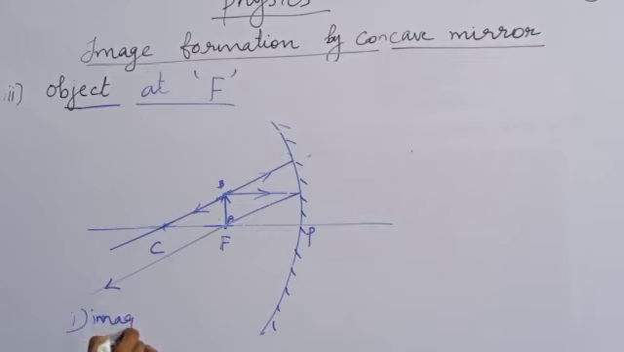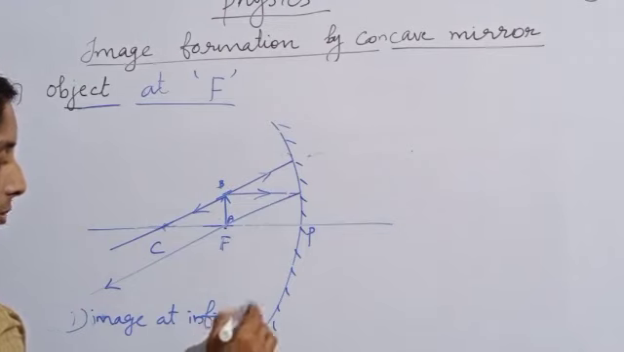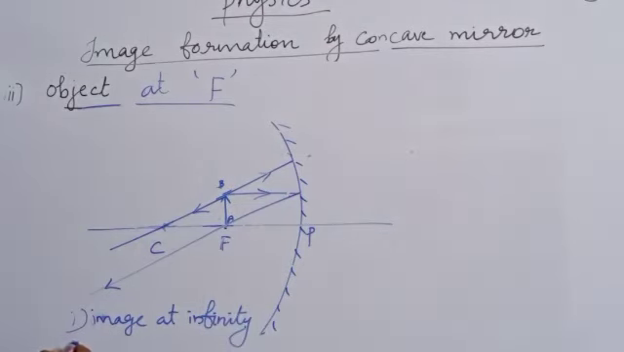Image will be at infinity, since the rays will not intersect anywhere. So the image will be formed at infinity and it will be a highly enlarged image. And the third one is that it is also real and inverted. So these are the three characteristics of the image formed when the object is placed at F.